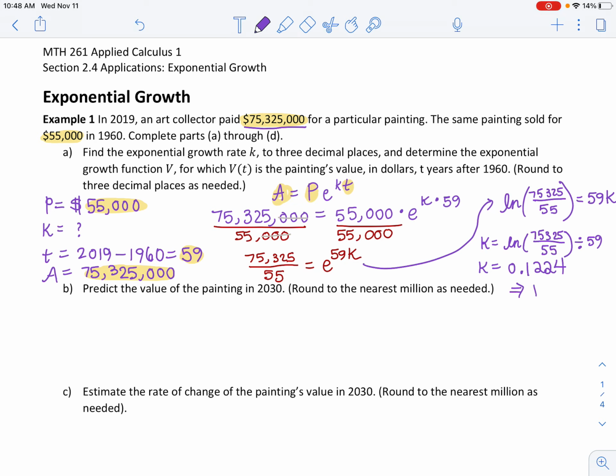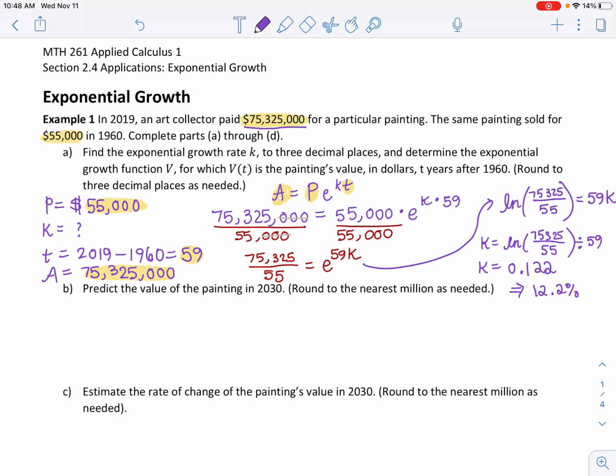So k, we found it. What's that in percent? It's going to be 12 point, how did they want us to round it? 3 decimal places? Well, I'll just say 12.2%, and I'll round that decimal to 0.122.